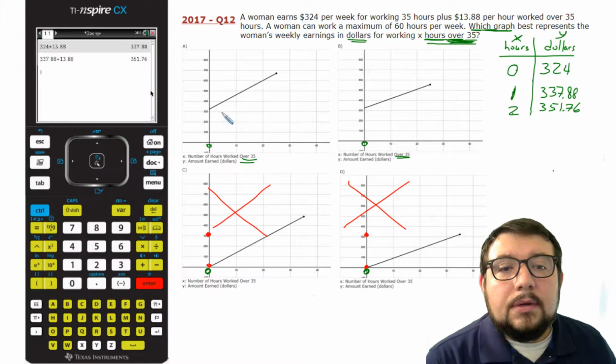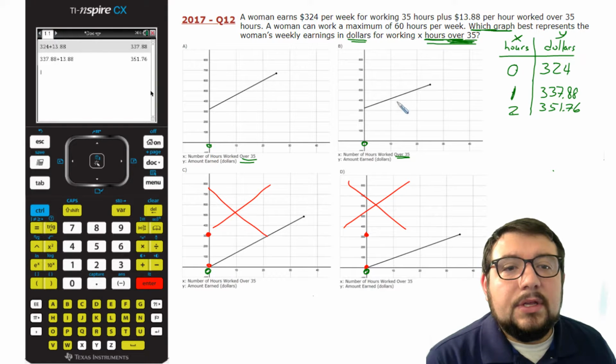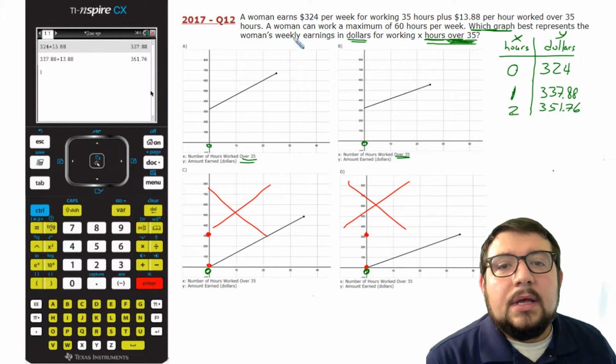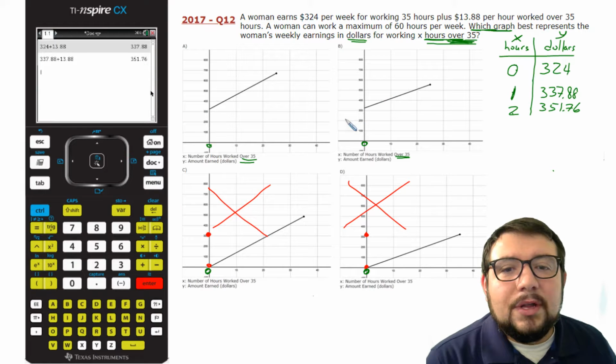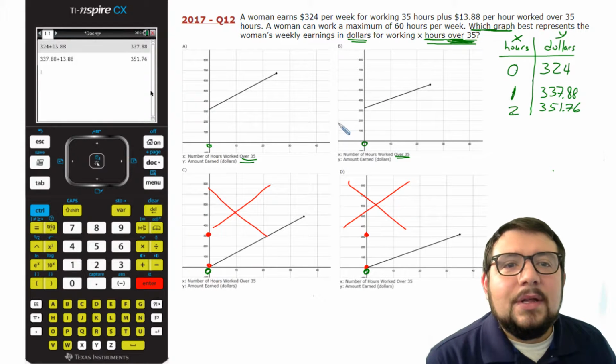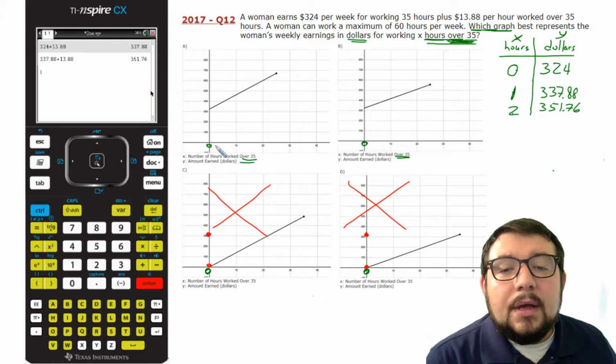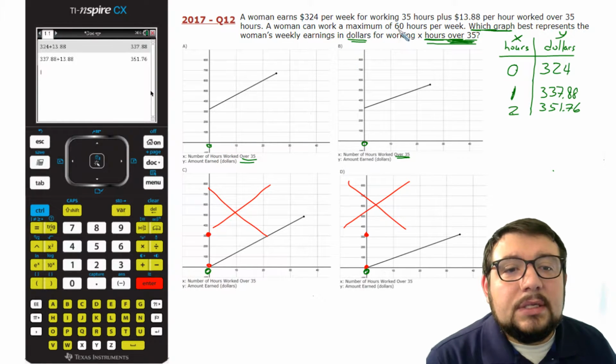Let's look in our problem one more time and see if we can get some information to eliminate these. It says a woman can work a maximum of 60 hours per week. I don't think that means a woman can work a maximum. It means that the woman in our problem can work a maximum of 60 hours per week. That's probably a rule at her job, not because she's a woman, just because that's probably the rule for everyone at her job. So this tells me that it's a maximum of 60 hours for the whole week.